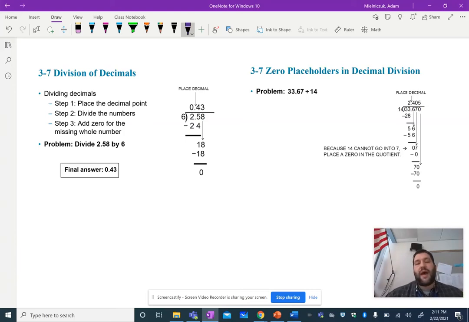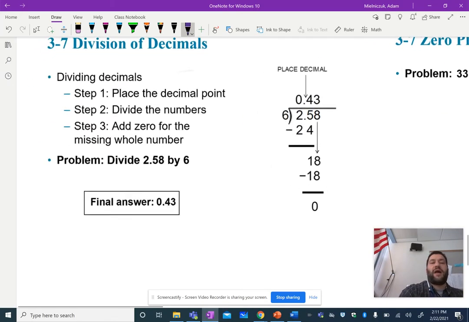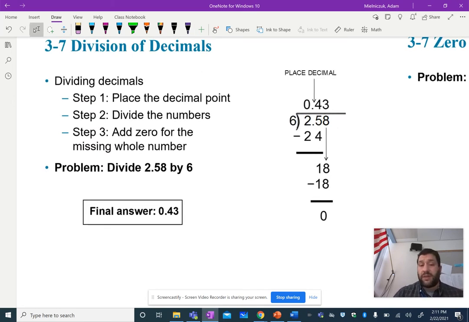How do we divide decimals? Okay, the steps for dividing decimals are as follows. Number one, place the decimal point. What I mean is you're going to write the number inside the division sign, make sure the decimal goes straight up. From there, you're just going to divide the numbers.